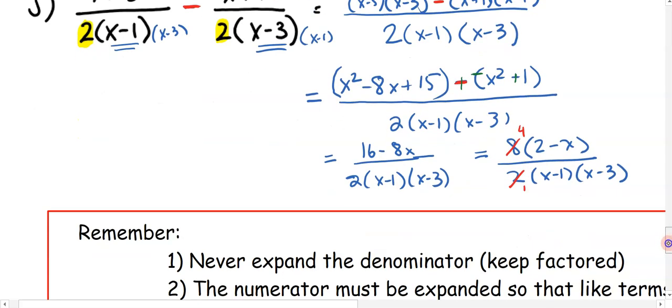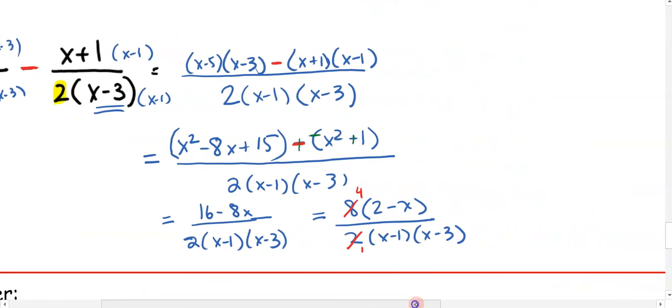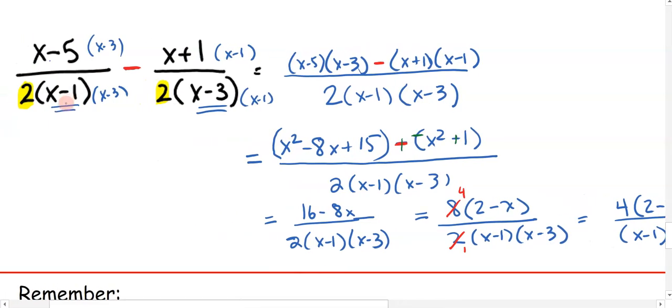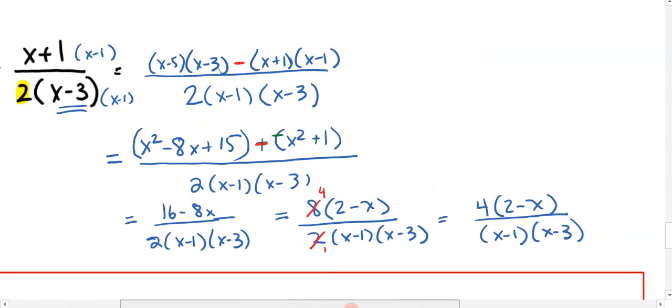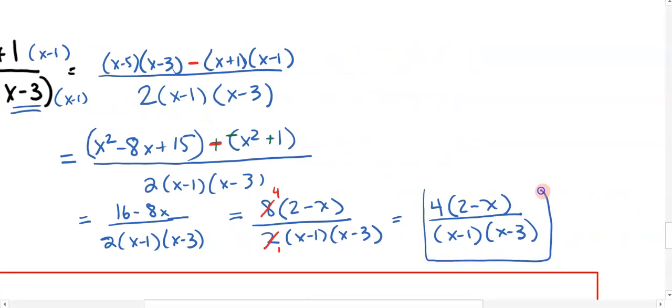And so my final answer, let's move this over to the right. My final answer is going to be 4, 2 minus x, all over x minus 1, x minus 3. And my non-permissible values, going back to the very original, x can't be 1 or x can't be 3, right? And so that is my simplified version.